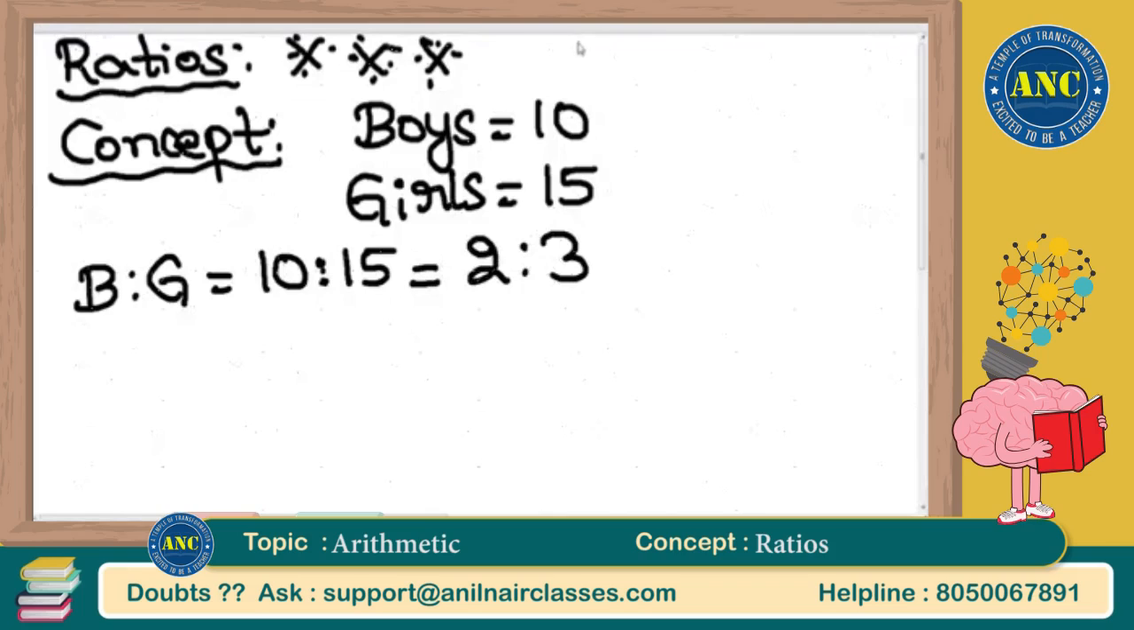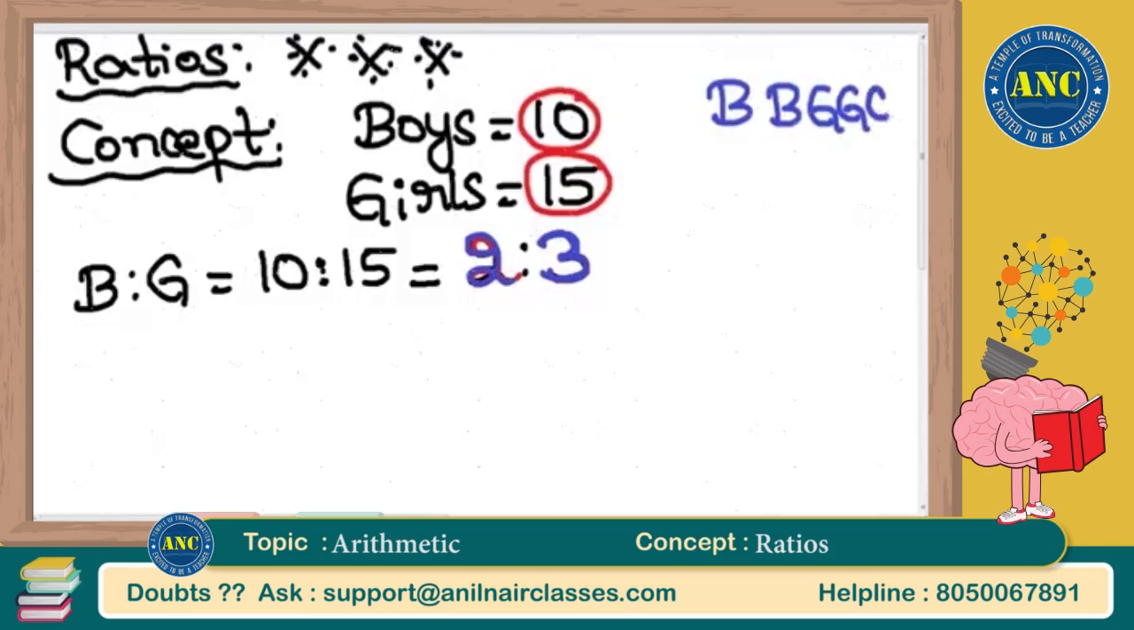Now, listen to this statement very, very carefully, sir. What is the meaning of 2 is to 3? 2 is to 3 does not necessarily mean that there are only 2 boys and only 3 girls. Actually, there are 10 boys and 15 girls. But 2 is to 3 actually means that I will select 2 boys and I will also select 3 girls, so that I will make a group of 5 people. This is my first pair of students.